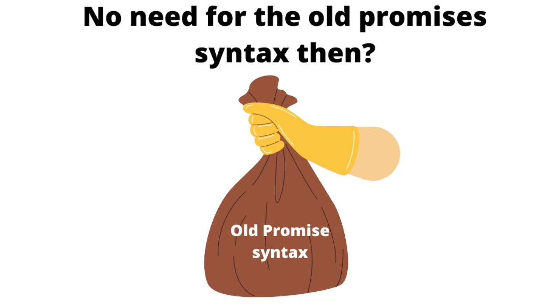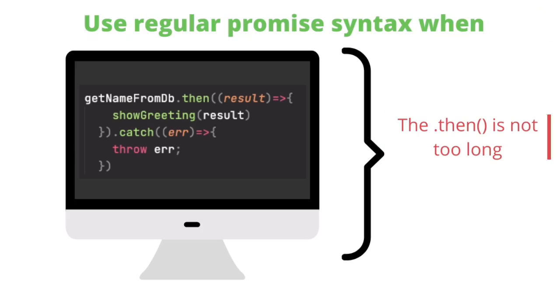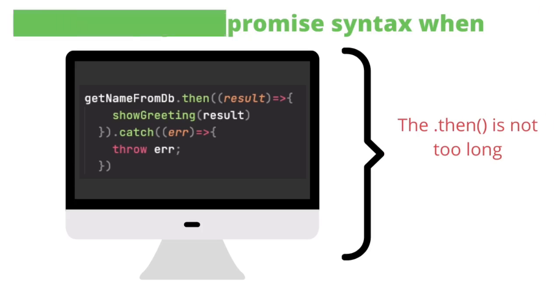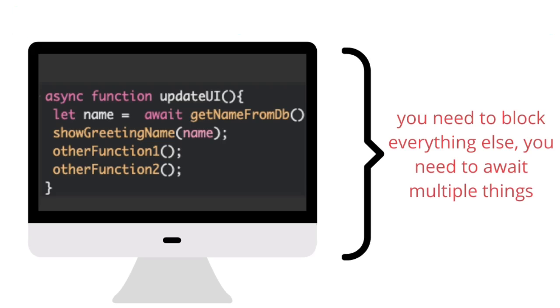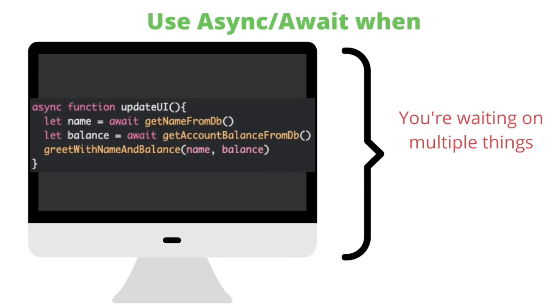So you're probably wondering, is there any use to the old syntax then? I would say there is. It makes sense to use the regular promise syntax when you don't have a lot going on inside of your .then block. And it makes sense to use async await when that .then block would be really long, and you might as well just convert it to an async await so that it's clear that you're awaiting the result of the promise before doing all these other functions following it.